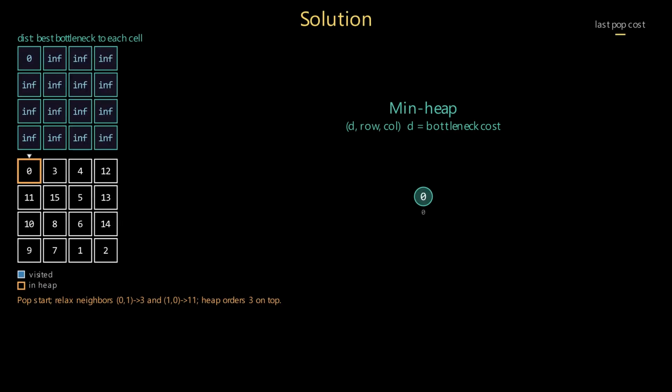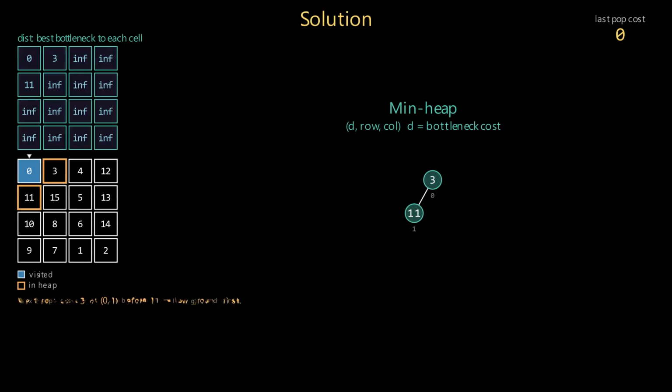Its neighbors are row 0 column 1 at height 3, and row 1 column 0 at 11, so we push candidate costs 3 and 11. The heap orders them so 3 is on top. Mark the start visited in blue, and record the cost just popped, 0.